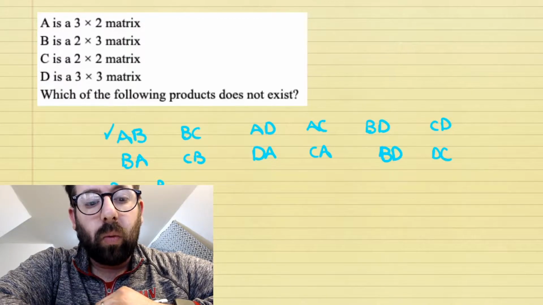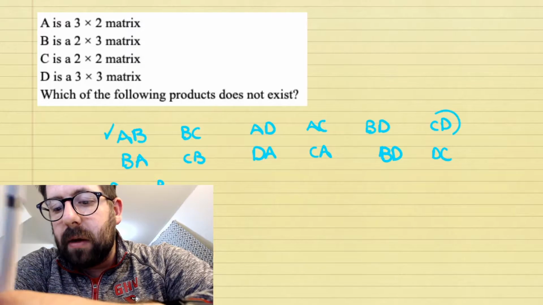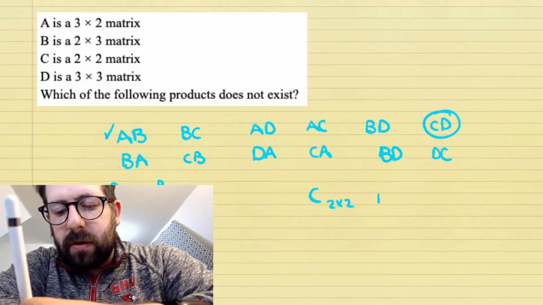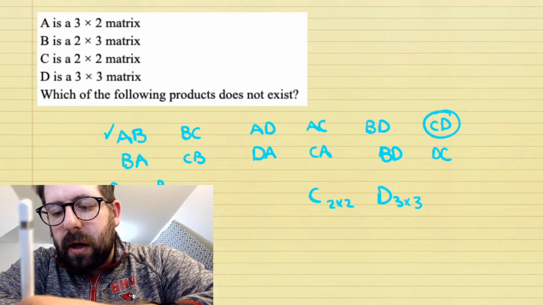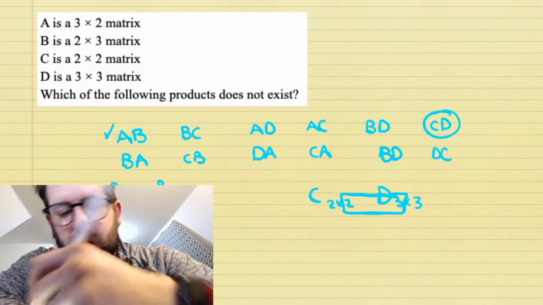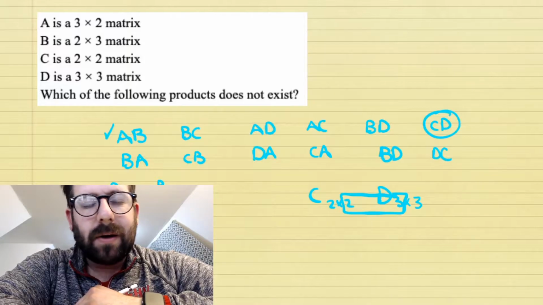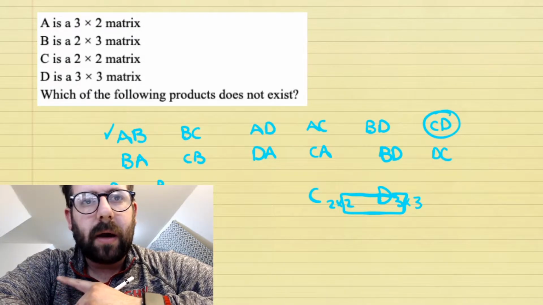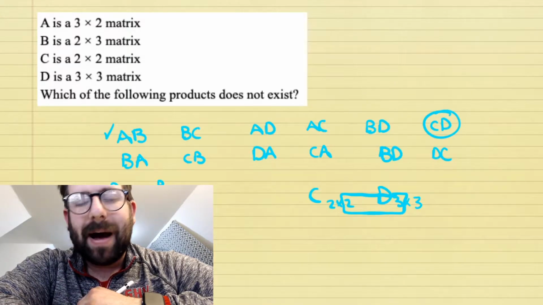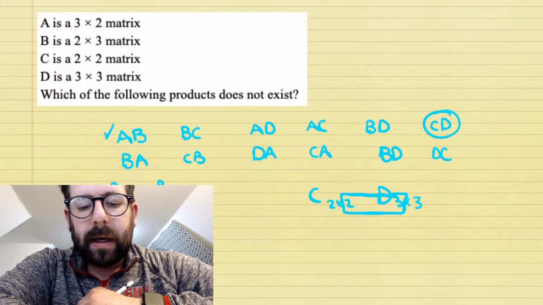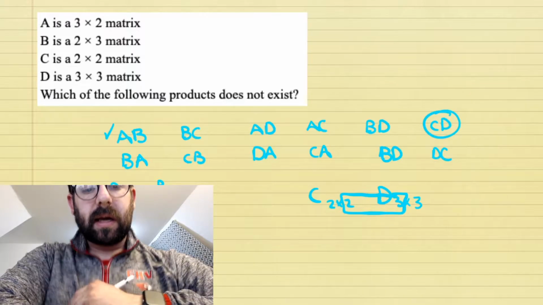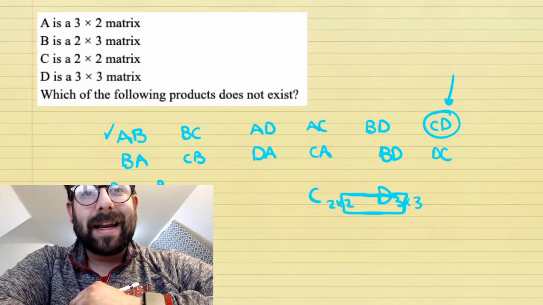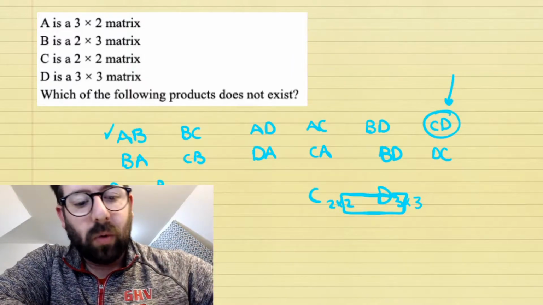Maybe let's try to find one that wouldn't work. So let's go like the CD route back here. Matrix C is a 2 by 2. Matrix D is 3 by 3. The middle dimensions don't match. You can't do that matrix multiplication. It's not going to work. The dimensions don't work out. You can't do it. It's not possible. So that's something to think about. So when they say which ones do not exist, right there is one of them. That does not exist. It doesn't work out.